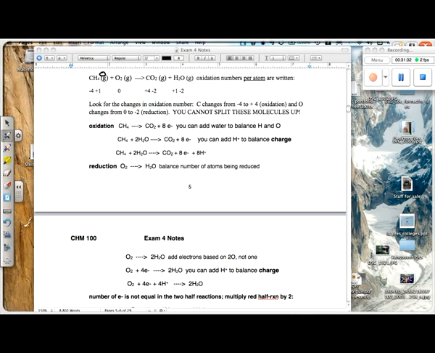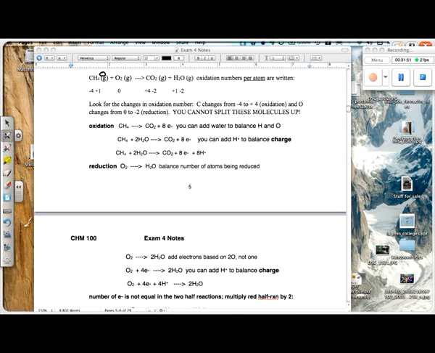Oxygen on this side, more reliable than carbon, is -2, and I have 2 of them. So that makes the oxygen side -4. That means carbon is +4. And in the molecule water, oxygen is -2, hydrogen is +1.